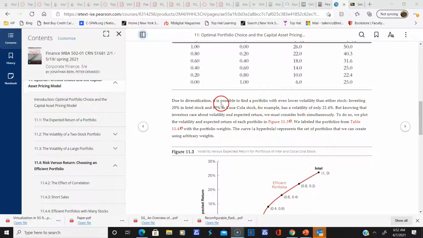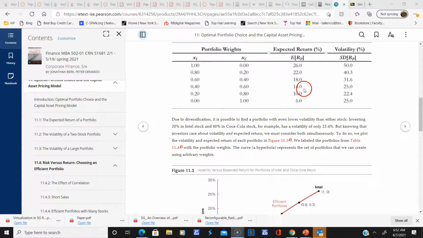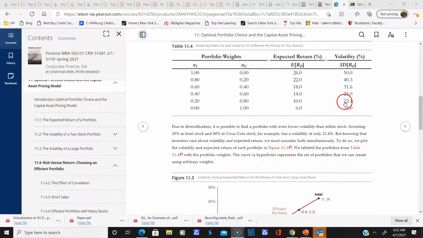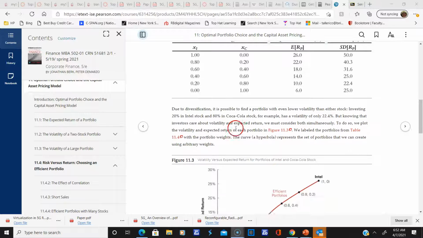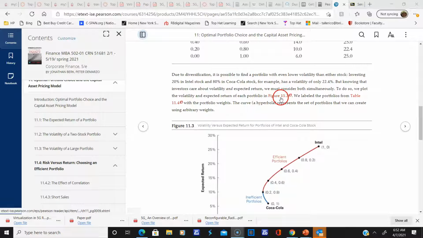Due to diversification, it is possible to find a portfolio with an even lower volatility. So here are the volatilities. You'll notice this is the lowest volatility right here, lower than either stock. Investing 20% in Intel and 80% in Coke has a volatility of only 22.4%. But knowing that investors care about volatility and expected returns, we must consider both simultaneously. To do so, we plot the volatility and expected return of each portfolio in equation 11.3.